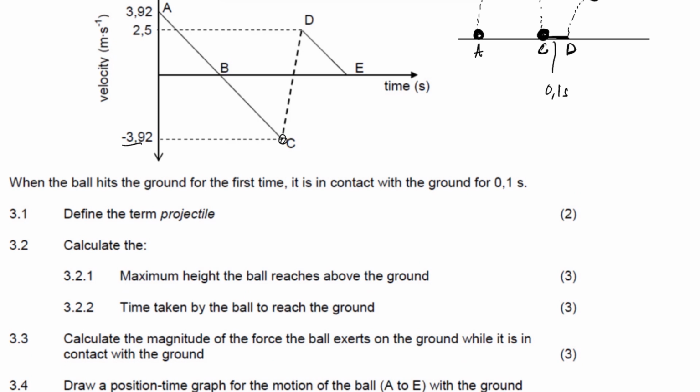Now 3.1 says define the term projectile. When we talk about a projectile, guys, we are talking about an object. A projectile is an object upon which the only force acting is the gravitational force, and that object is given an initial velocity. It's very important.